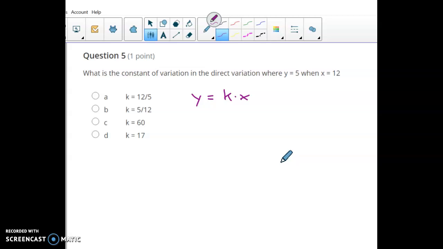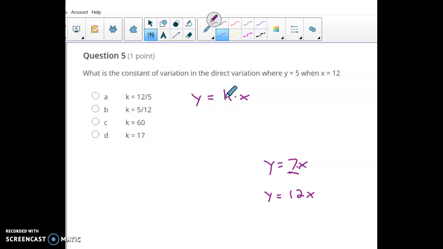So all a direct variation is, the cost is $7 per ticket to the Rogers movie theater, or maybe you make $12 an hour at your job or whatever. Those are constant variations, and the number part is called the constant. X and Y are variables, and then that number part is called the constant. So this one's really asking us to find what this constant is.